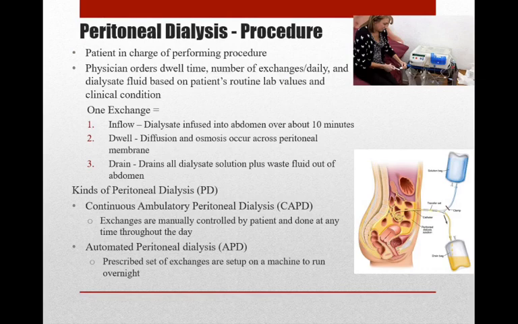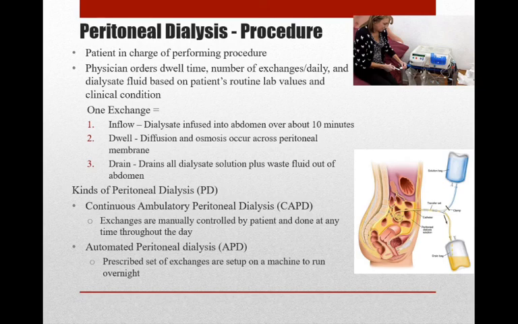The patient is usually in charge of performing it. So you can see you need a very compliant patient. You need a patient that can follow directions, a patient that has a good caregiver, not someone that has been non-compliant all along. They may not be the best candidate for peritoneal dialysis. It requires a great deal of care and discipline.